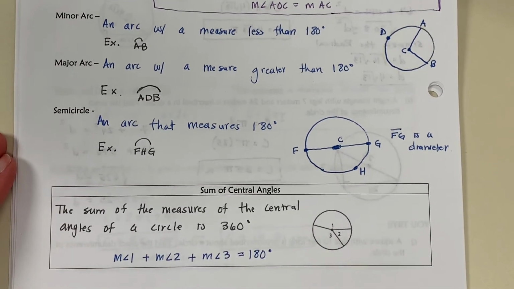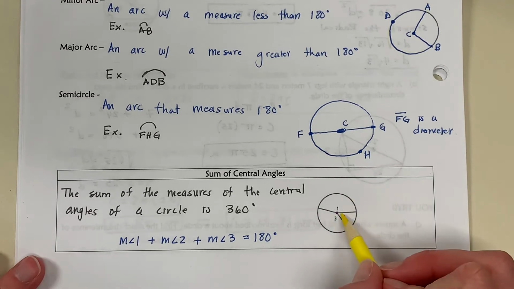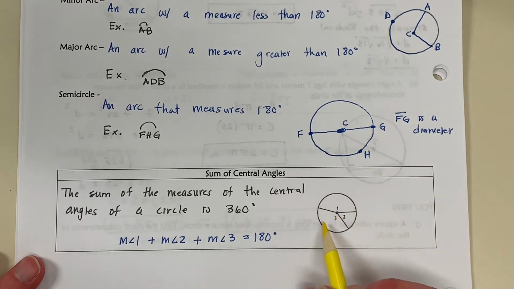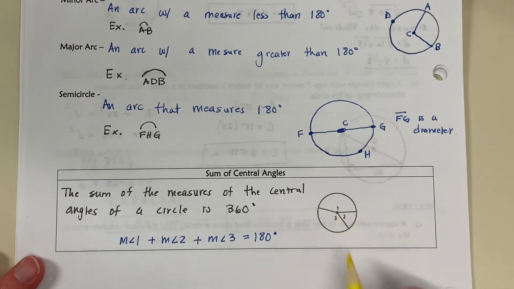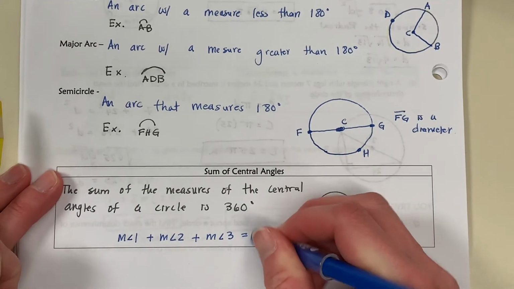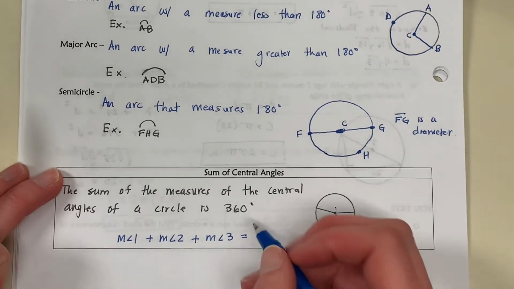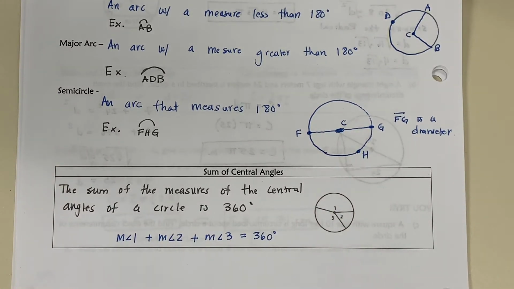Okay. Now, our first big idea is the sum of the central angles. Okay, the sum of the measures of the central angles of a circle is 360 degrees. Okay. Each of these angles, angles 1, 2, and 3, are central angles, which means they have the same measure of the intercepted arc. And if you go all the way around a circle, it is 360 degrees. I'm not sure why I just put 180, but the measure of angle 1 plus the measure of angle 2 plus the measure of angle 3 is 360 degrees.